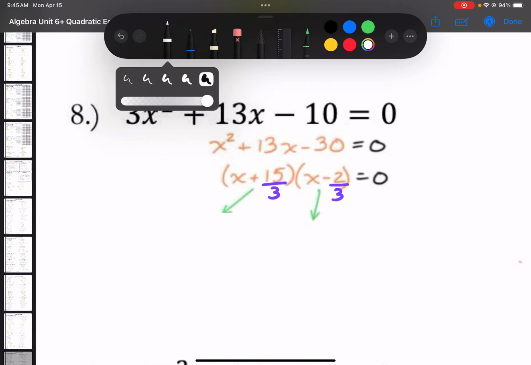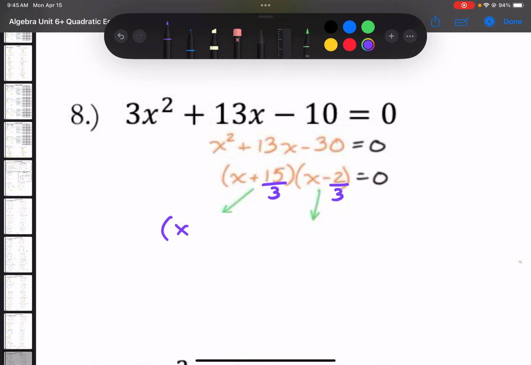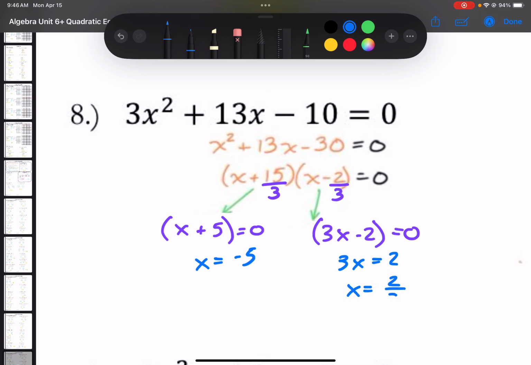So we're going to get an x plus 5, and over here, we're going to get a 3x minus 2 equals 0. All right, don't forget to slide it back. So now I have x equals negative 5. I get 3x equals 2. X equals 2 thirds. So I get a negative 5 comma 2 thirds. Oops, let me fix that brace there. So that is your final answer.